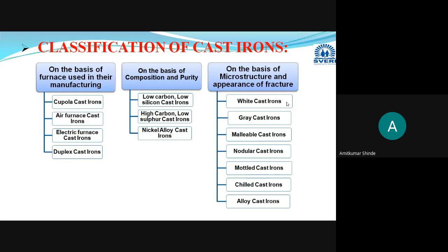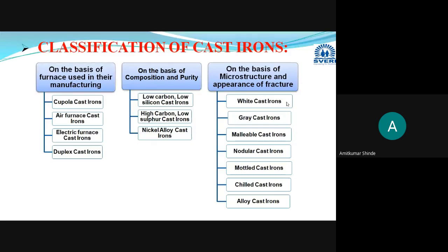Means cementite will be there, and at the center of that product there will be gray cast iron. That type will be termed as the chilled cast iron. In this way, mottled cast iron and chilled cast iron are there.